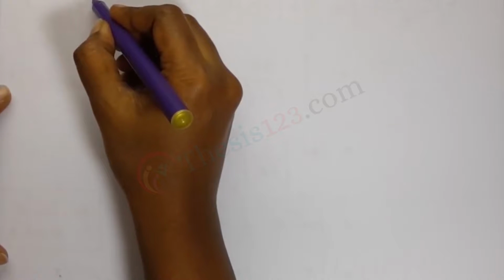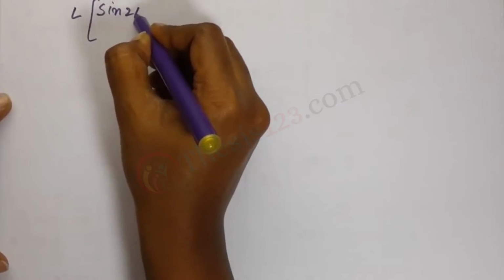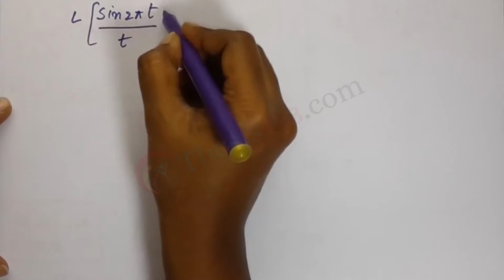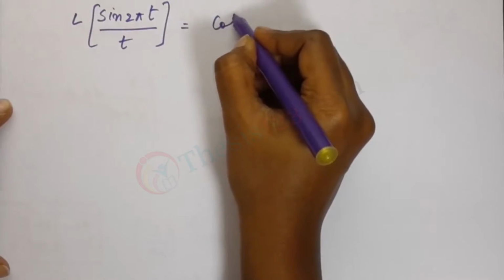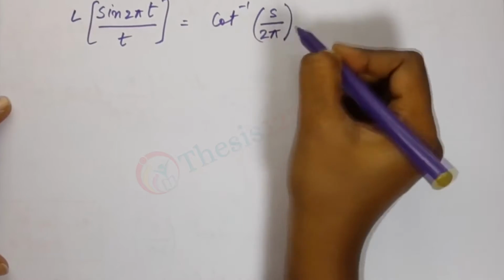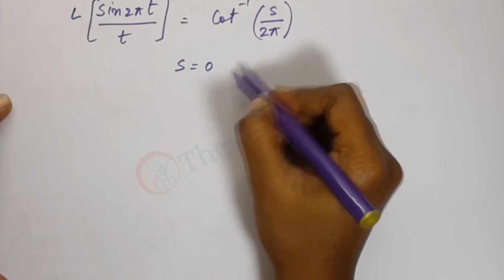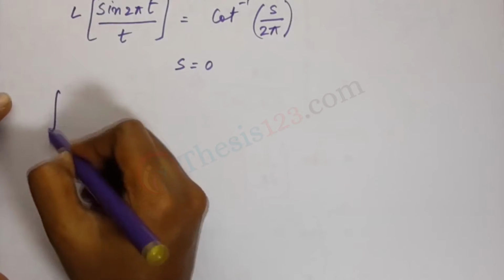I'll work it out over here. So the next step is, I'll just write that down here. We have L of sine 2 pi t by t is equal to cot inverse of s by 2 pi. This is what we have. Now let's substitute s is equal to 0.